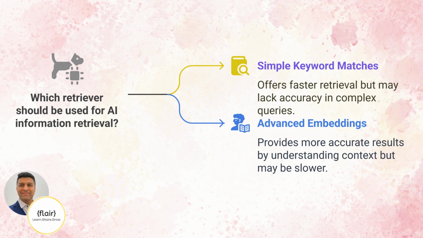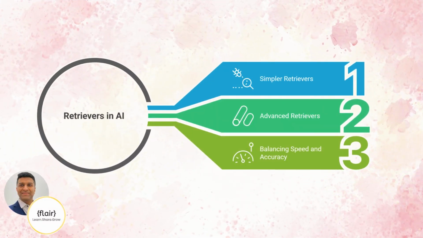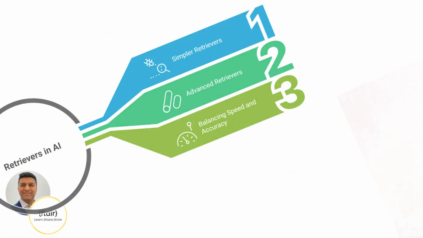So, choosing the right retriever is about balancing speed and accuracy. If your AI is answering simple questions about product dimensions, a basic retriever might be enough. But if it's summarizing complex customer feedback or analyzing trends, you will need something more sophisticated. Chapter 6 also goes into detail about evaluating retriever performance using metrics like precision and recall, making sure you strike the right balance between getting relevant results and not missing crucial information.